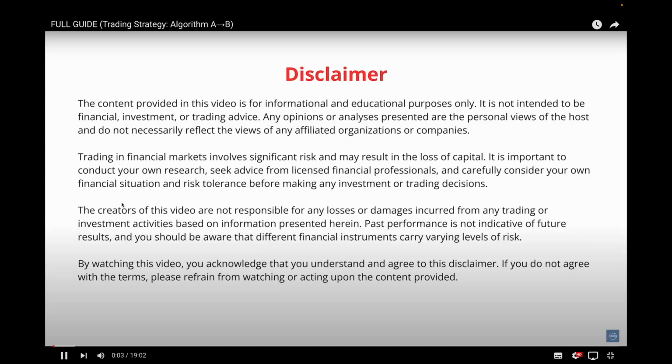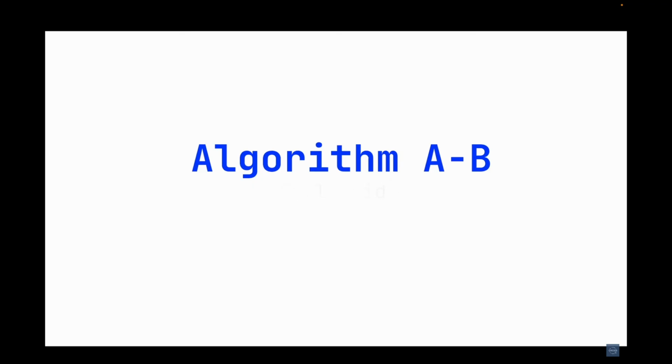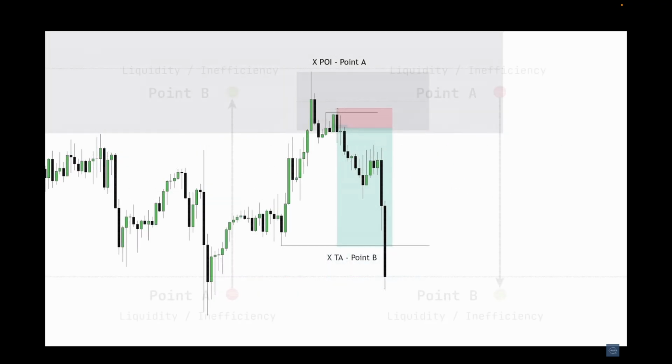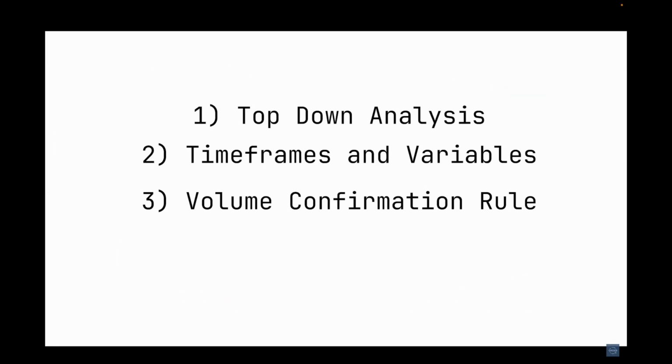Hello everyone. This video is a comprehensive guide on the trading strategy called Algorithm AB. Today, we'll go through all the basic concepts of this method and cover the following points: top-down analysis, time frames and variables, volume confirmation rule, shifted POI rule.